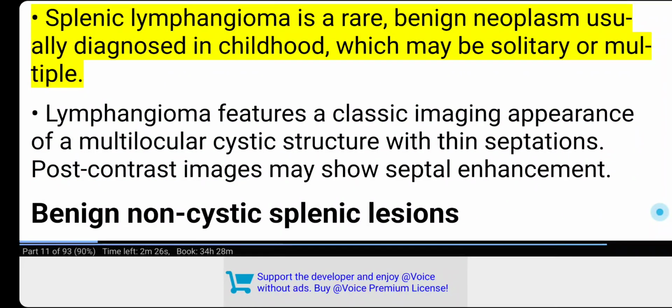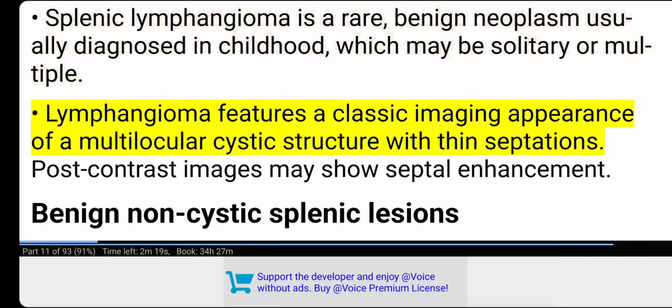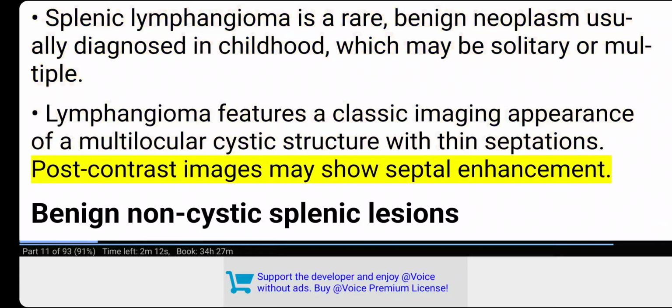Lymphangioma. Splenic lymphangioma is a rare, benign neoplasm usually diagnosed in childhood, which may be solitary or multiple. Lymphangioma features a classic imaging appearance of a multilocular cystic structure with thin septations. Post-contrast images may show septal enhancement.